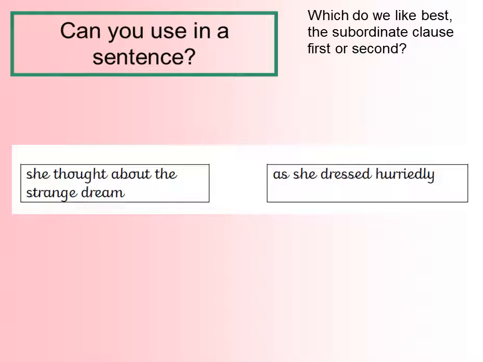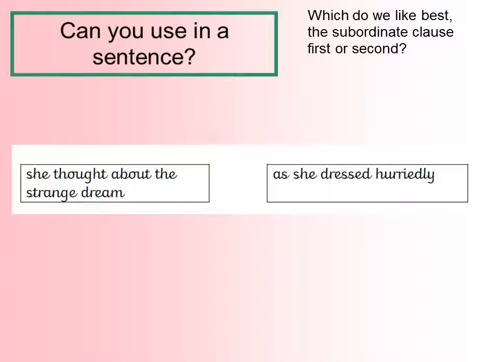What about this one? She thought about the strange dream as she dressed hurriedly. So we had the main clause first, followed by the subordinate clause. But what about the other way round? As she dressed hurriedly, she thought about the strange dream. So which do you prefer first? Main clause first or subordinate clause first? She thought about the strange dream as she dressed hurriedly. As she dressed hurriedly, she thought about the strange dream.